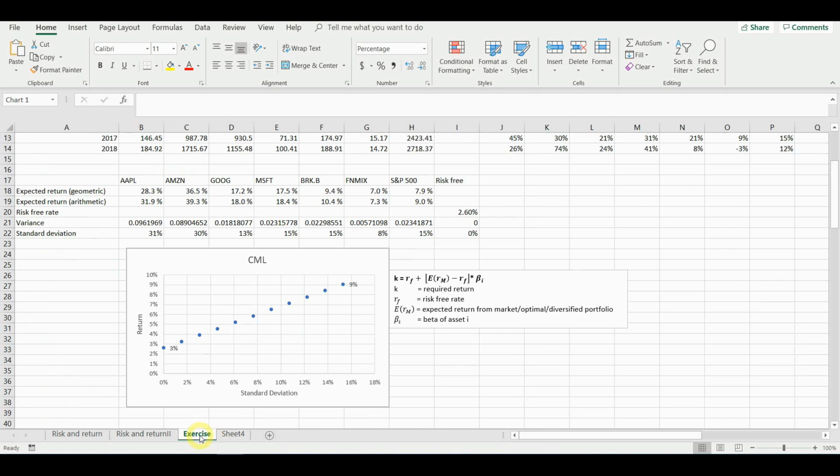Capital market line shows combinations between the risk-free asset with a diversified portfolio. The point with the highest Sharpe ratio is where you only hold the diversified portfolio. This is where you have the best risk and return trade-off.